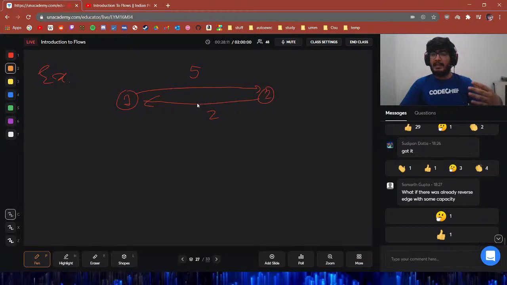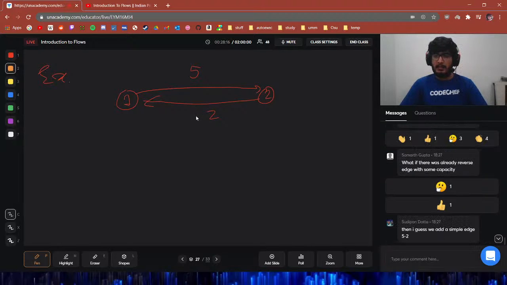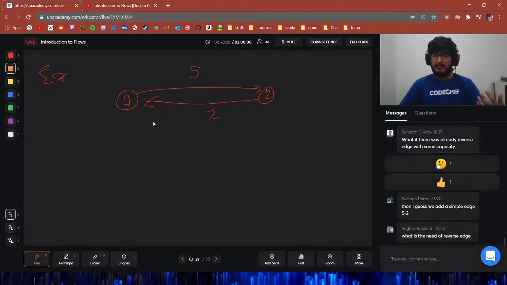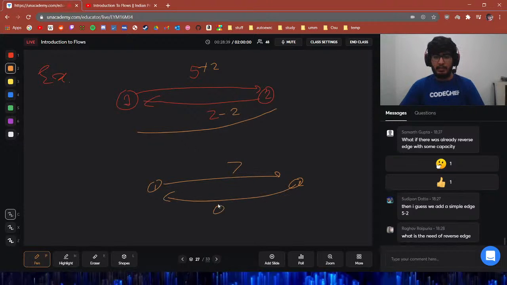So what exactly is going on here? We do not have to add another reverse edge, right? Then I guess we add a simple edge 5, 2. Yeah, basically we do not have to add a reverse edge with weight 0, because if we want to increase the flow from here to here, we can just do this -2 and this +2, and the resultant graph will look like 1, 2. There is a 7 here and there is a 0 here, and there is a flow going on from here to here with flow 2, right?